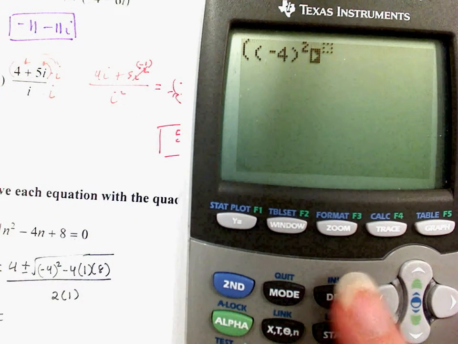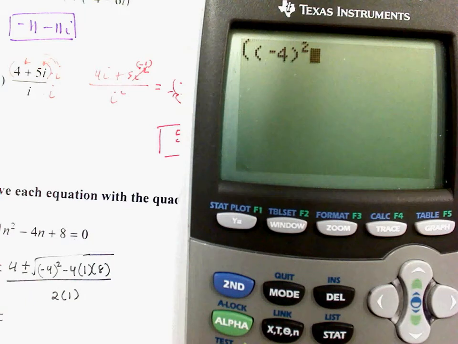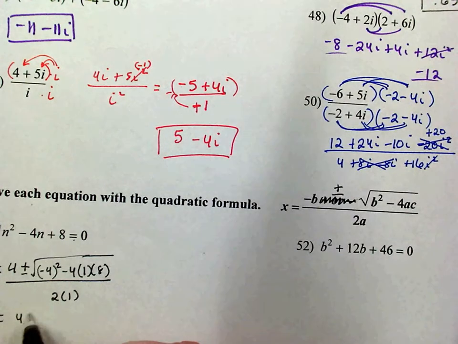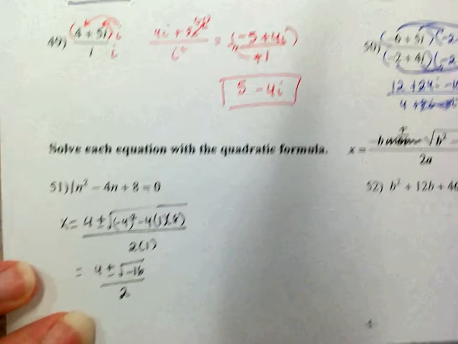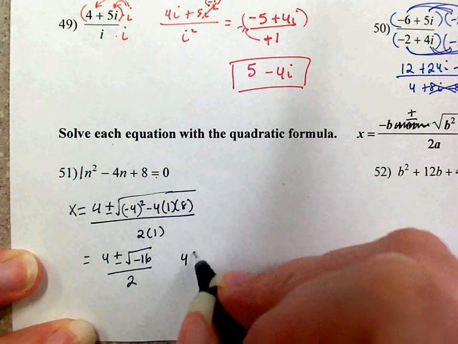So negative 4 squared minus 4 times 8, and you should get a negative 16. So 4 plus or minus the square root of negative 16 all over 2. Remember that when you're taking the square root of a negative number, it's imaginary. It's got an i, and the square root of 16 is 4, so 4 plus or minus 4i all over 2. Divide each of these by 2. 2 plus or minus 2i.